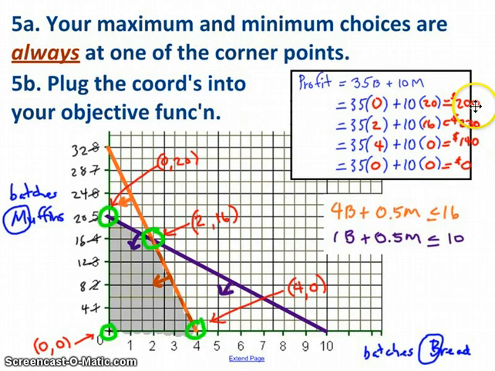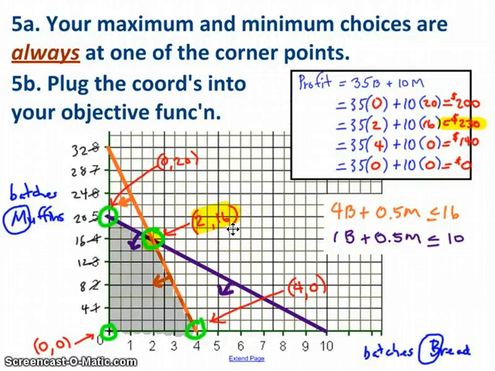So my first choice would come up with $200, but my best choice turns out to be this second choice here, where I come out with $230. That's the largest amount I could possibly get in the scenario that I've described here. So my best choice is to make 2 batches of bread and 16 batches of muffins. That's how linear programming works.